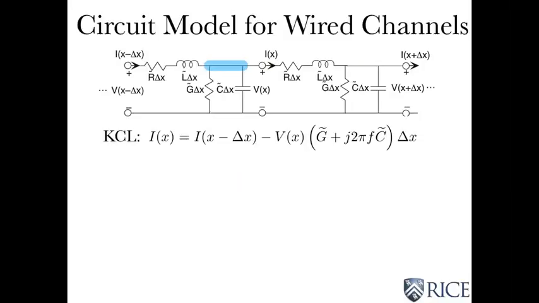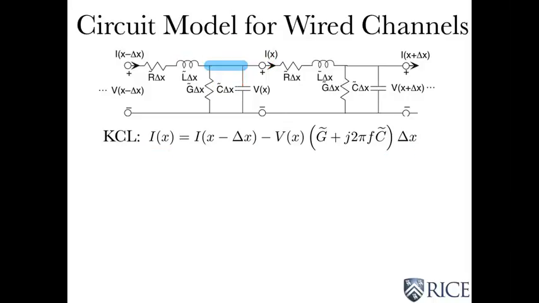So what I'm going to do first is go back to fundamentals. Remember Kirchhoff's current law, KCL? Well, we need it right now. So I want to write KCL at that node. The current coming into that node is I of x minus delta x. The current going south is given by the sum of those two currents, and that's given by the voltage across them times their conductances and admittances with the delta x. And that's equal to the current that's leaving, and that's the I of x. So that's KCL at that node.